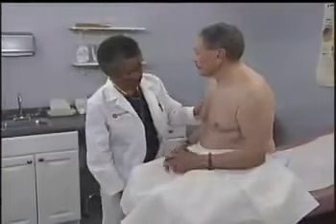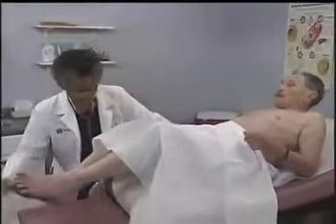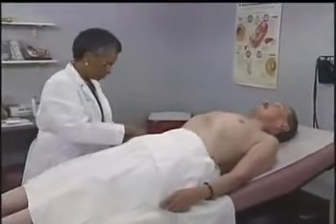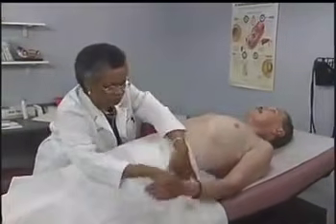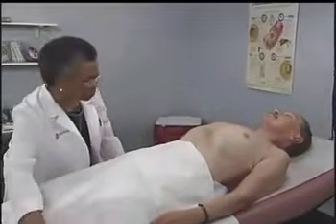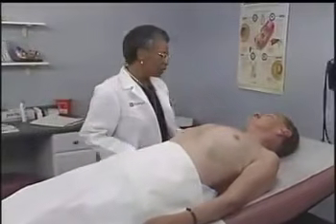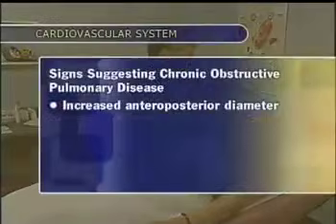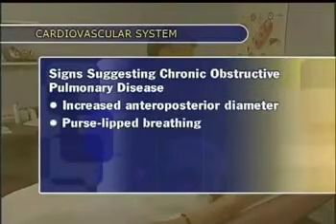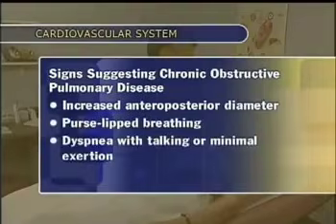Okay, Mr. Lyons, I need you to lay back for me, please. Now help the patient to change to the supine position for examination of the anterior thorax, lungs, and cardiovascular system. Examine the anterior thorax and lungs and note any subtle signs of changes in pulmonary function. Increased anteroposterior diameter, pursed-lip breathing, and dyspnea with talking or minimal exertion suggest chronic obstructive pulmonary disease.